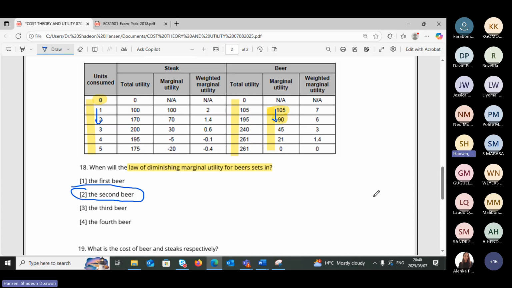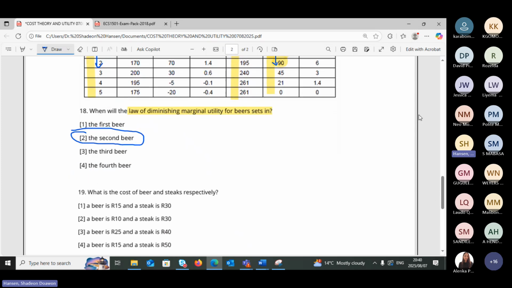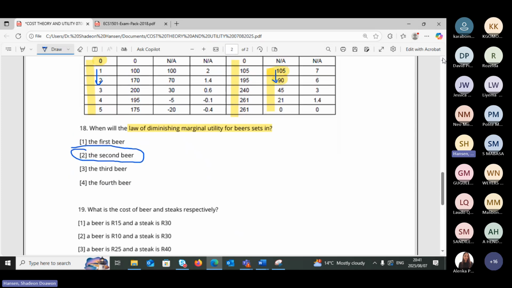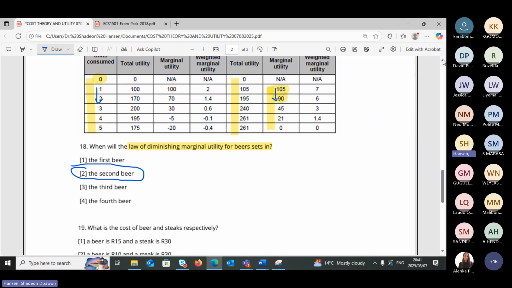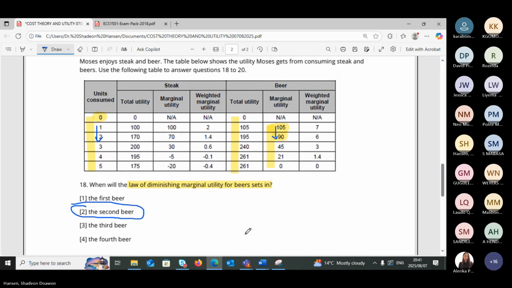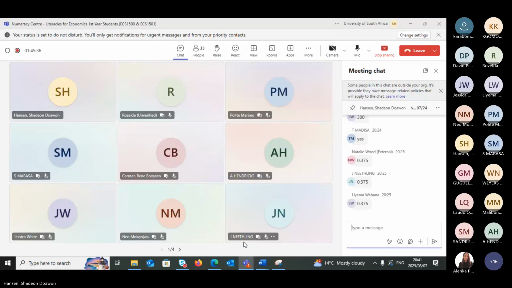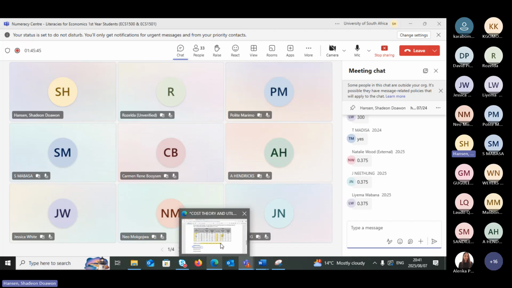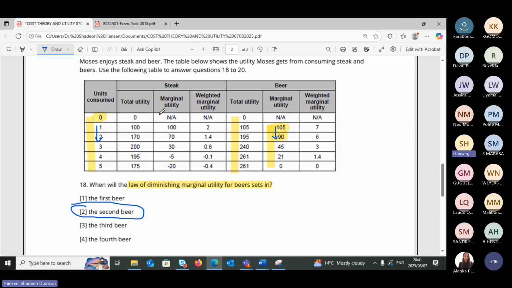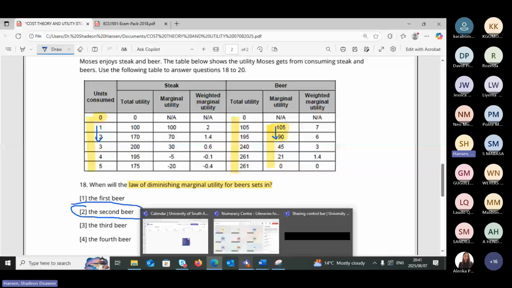It says also over here, students, what is the cost of beer and steaks respectively? They did not give us the prices over here, students. Are we following? In this question, there are no prices. So we actually have to calculate the cost of beer and the cost of steaks. But how do we calculate that? Now let's see, what is the formula for total utility?